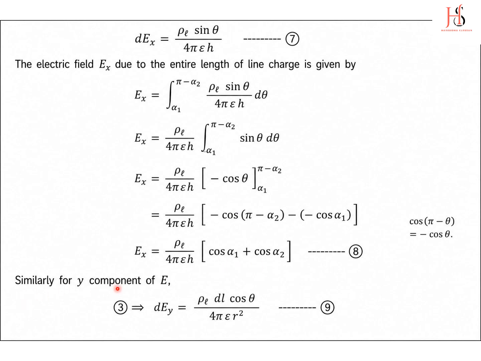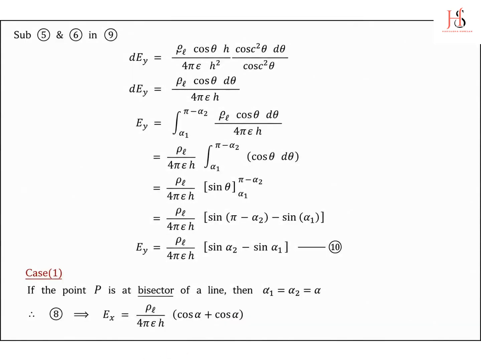Similarly, we can also find for the y component what is the electric field. So dEy is equal to rho l dl cos theta divided by 4 pi epsilon r square. So we have found dEy is equal to dE into cos theta. dE is nothing but rho l dl divided by 4 pi epsilon naught r square. So we get dEy is equal to rho l dl cos theta divided by 4 pi epsilon r square.